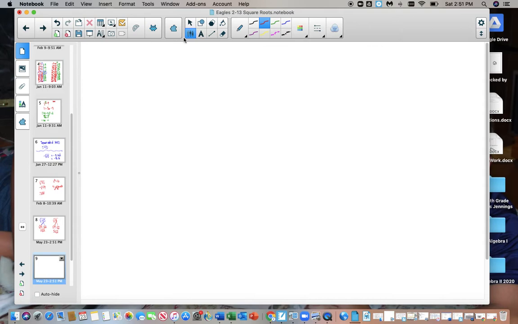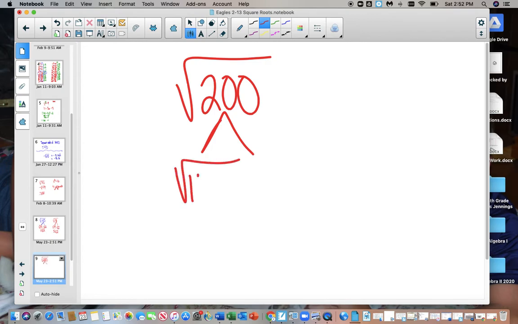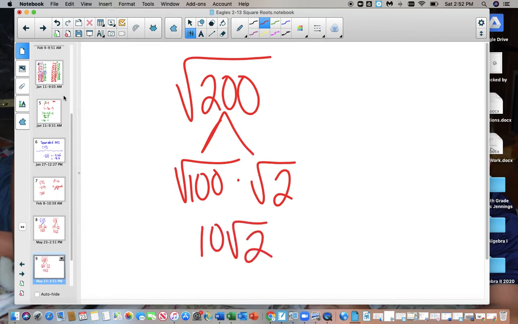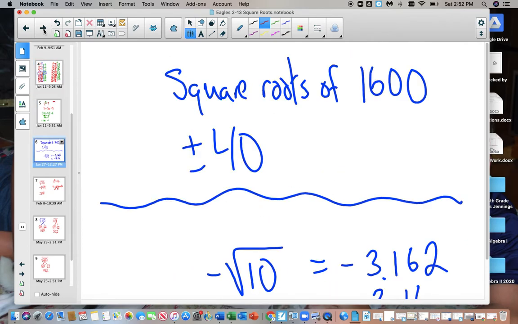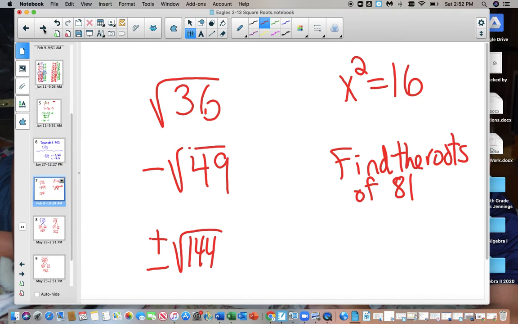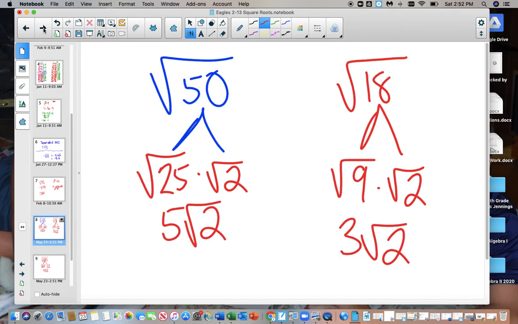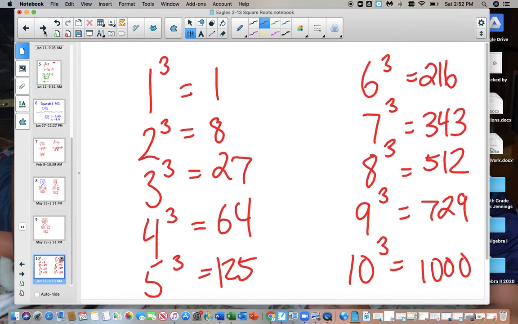Okay, other examples. Square root of 200. I'd break that into 100 times 2. And so the more you know your squares on this page, the easier it is to break down square roots. Okay, and this is going to come into play when we are doing special right triangles that we're going to learn next.